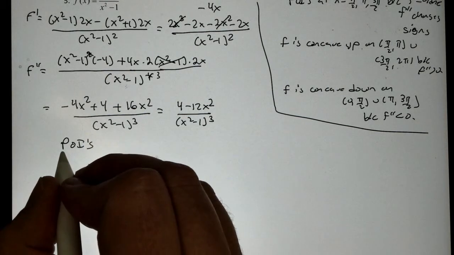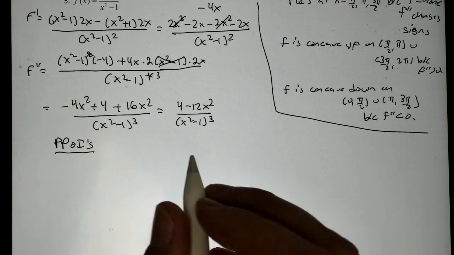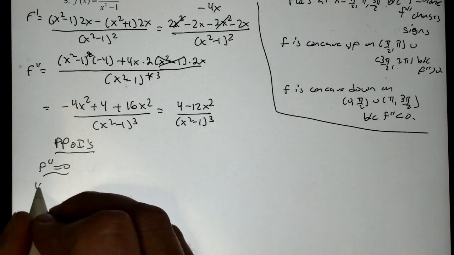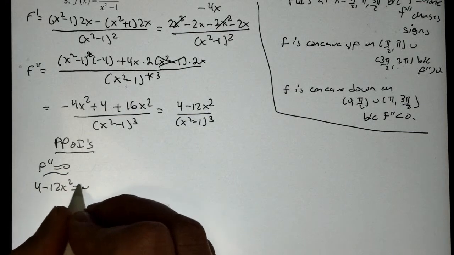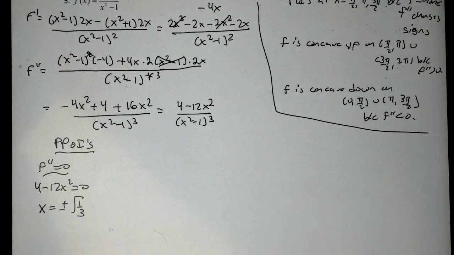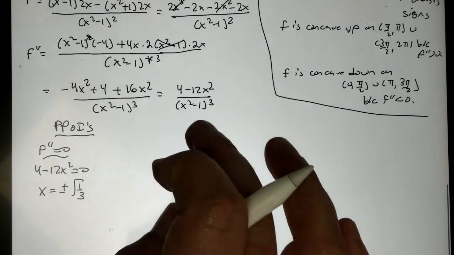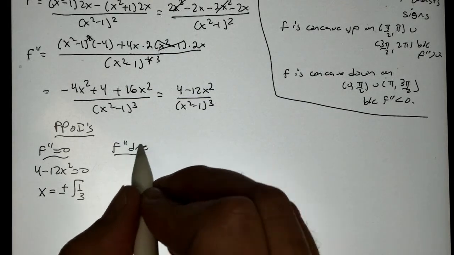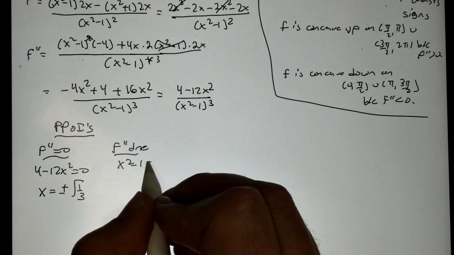Oh, man. Possible points of inflection. Where does the second derivative equal 0? That's easy. 4 minus 12x squared equals 0. You solve it, you would get plus or minus 1 over root 3. Why didn't we restrict the domain here? Where does the derivative not exist? That's going to be where x squared minus 1 equals 0.